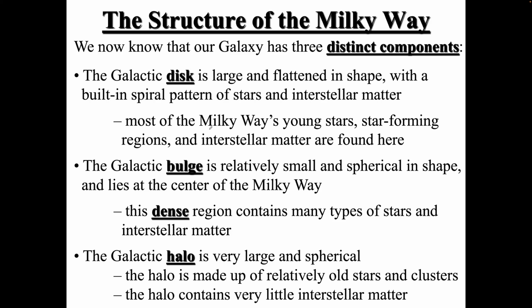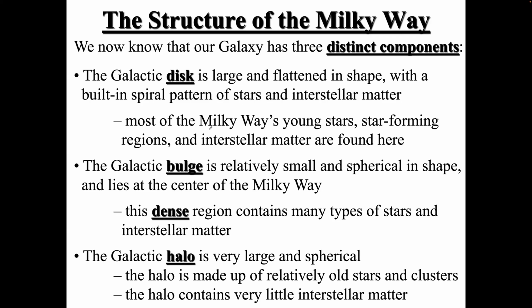Now, most of the Milky Way's young stars and star-forming regions are in this galactic disk, especially in the spiral arms. So those differences are important when you are going to study these galaxies. And then you have another section called the galactic bulge, which is a very small, spherical region that lies at the center of the Milky Way. This is a dense region which contains a lot of different types of stars and interstellar matter, and you will see it in the next picture.